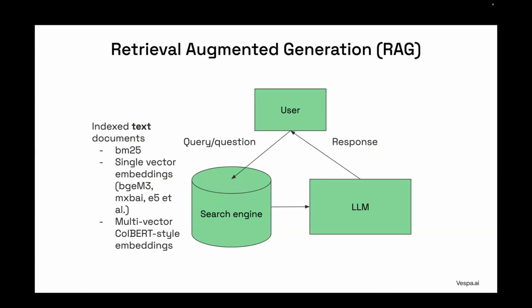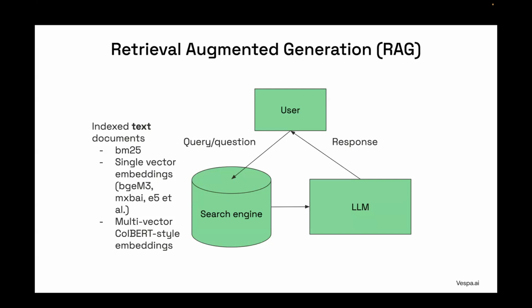So basically, if you have a user that has a query or a question, then you need to retrieve a bunch of documents. You would like to retrieve the most relevant documents. And then you pass those documents as a context to an LLM, a large language model, which then can answer these questions based on the retrieved documents, right? So this is RAG. And this is vanilla RAG that works on text.